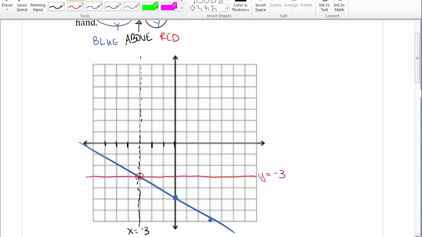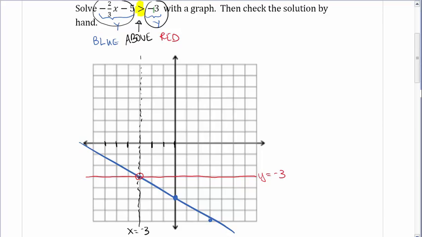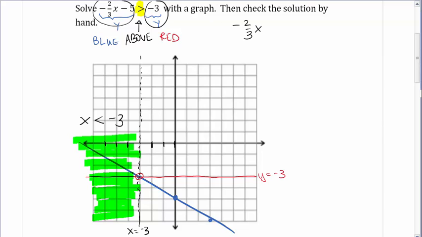Well, I think the blue line is above the red line on this side over here. And what x values are those? Well, these are all x values that are less than negative 3. So my solution to this inequality, negative 2/3 x minus 5 is greater than negative 3, is x is less than negative 3, because the blue line is above the red line to the left of x equals negative 3.